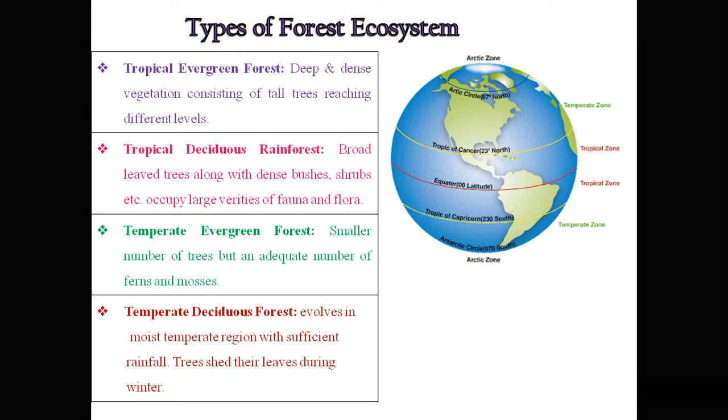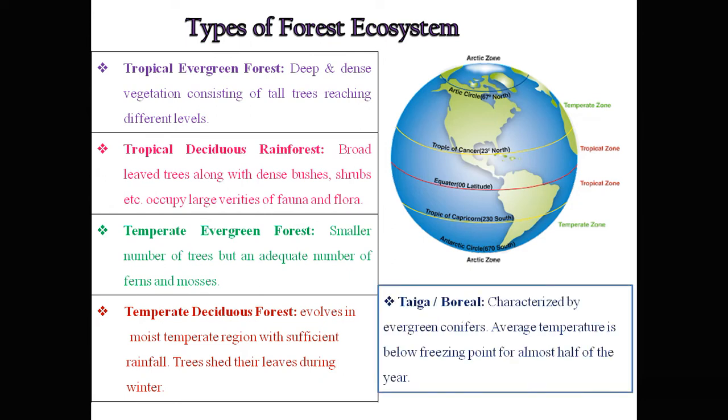Then the fifth type of forest ecosystem is taiga or boreal forest ecosystem. This type of forest ecosystem is situated near the tundra region, that is polar region, characterized by evergreen conifers, and average temperature in this region is below freezing point for almost half of the year.